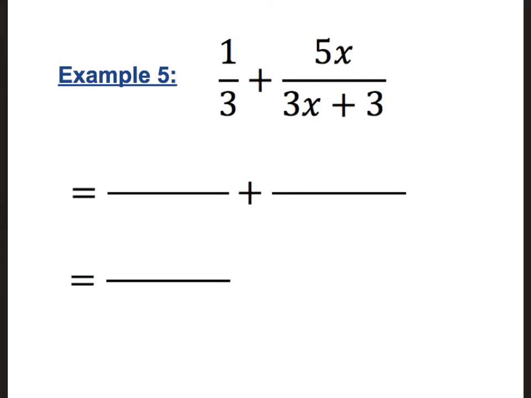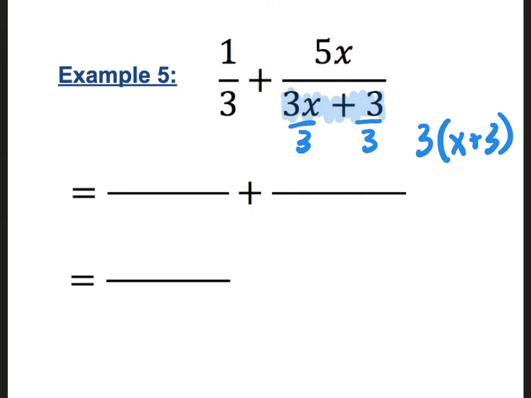All right, for example 5, we have 1 divided by 3 plus 5x divided by 3x plus 3. So the first thing I notice is that I can simplify my denominator on the second fraction. We have 3x plus 3. I know I can divide both of those numbers by 3. When I do that, I'd have 3 times x plus 3 on the bottom.